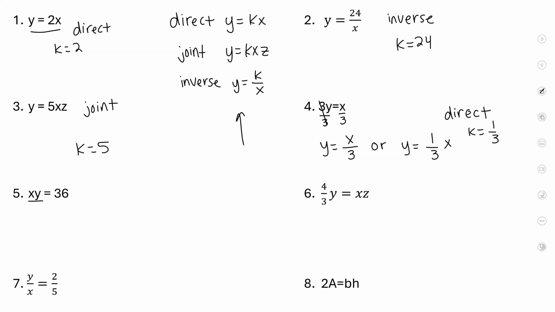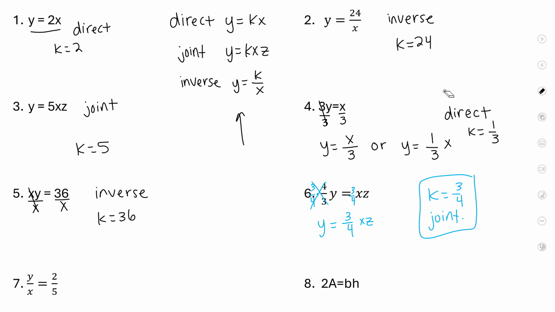Here, I'm going to have to divide by x. This one is inverse variation, and your k value is 36. You can do this all in one step by multiplying by the reciprocal, which is 3/4. So you're left with y equals 3/4xz. So your k value is 3/4, and this is joint variation.